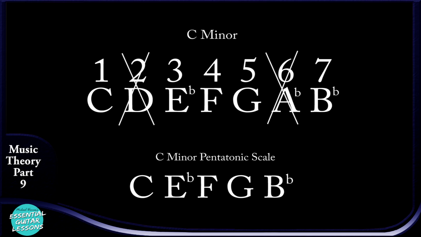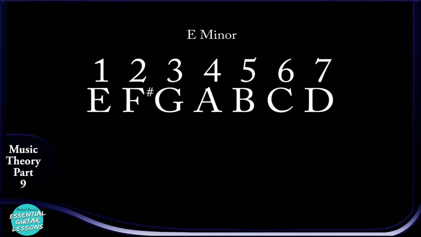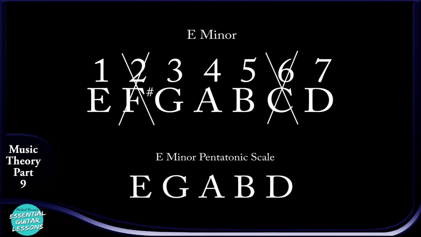Let's do one more. Let's do E minor. The notes to E natural minor: E, F sharp, G, A, B, C and D. Get rid of the F sharp and the C, the second and the sixth, and we end up with E, G, A, B and D there. So that's easy as well. Start with the natural minor and take away the second and sixth notes and you have the minor pentatonic scale.